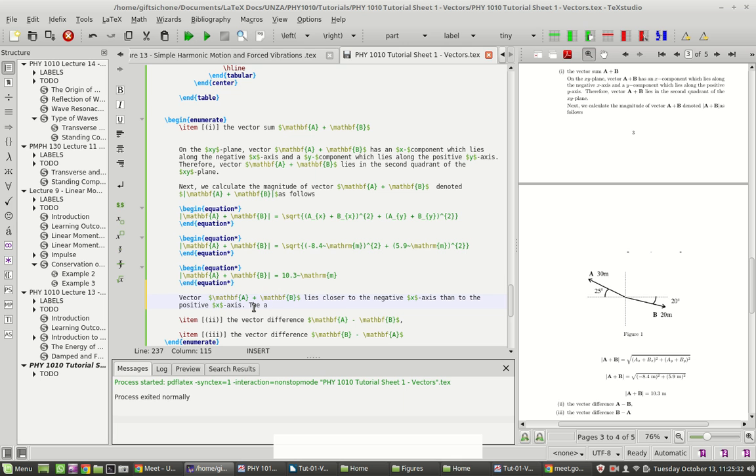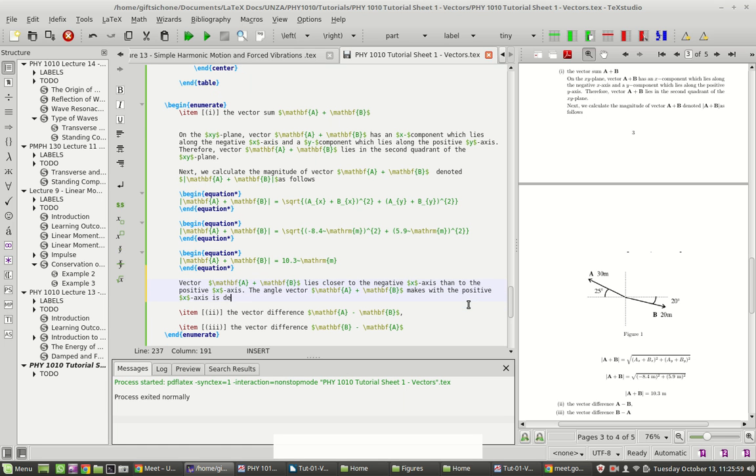The angle the vector A plus B makes with the positive x-axis is denoted theta. That's what you call theta.